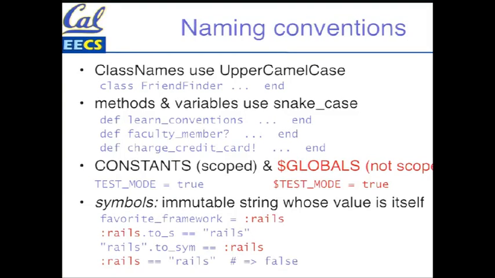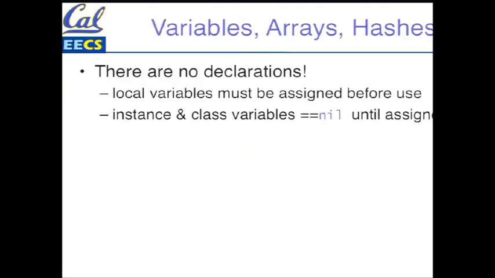Okay, variables, arrays, hashes. There are no declarations. You have to assign a variable before you use it, otherwise you'll get an error. But when we talk about OOP in a moment, the instance and class variables of a class actually get default values of nil until they're assigned. So it's OK to dereference those.